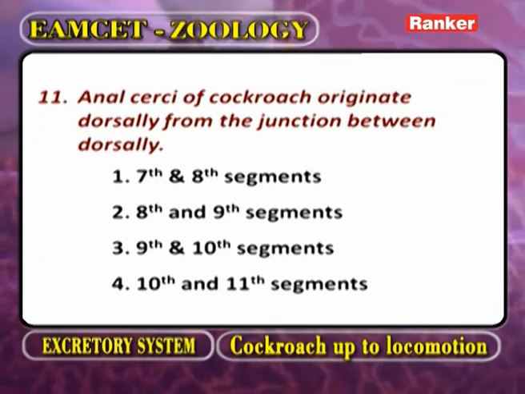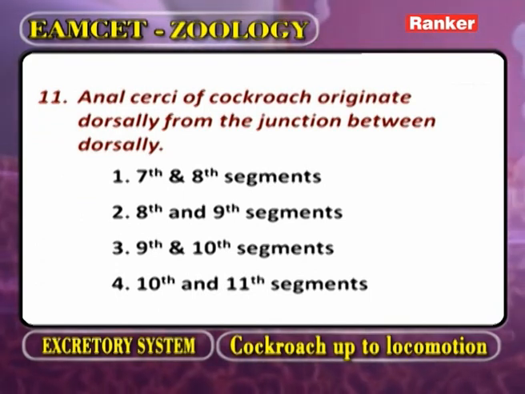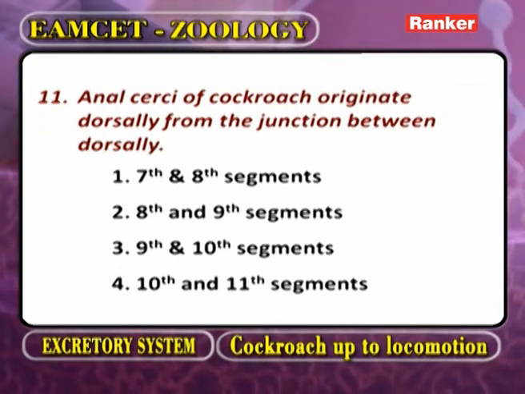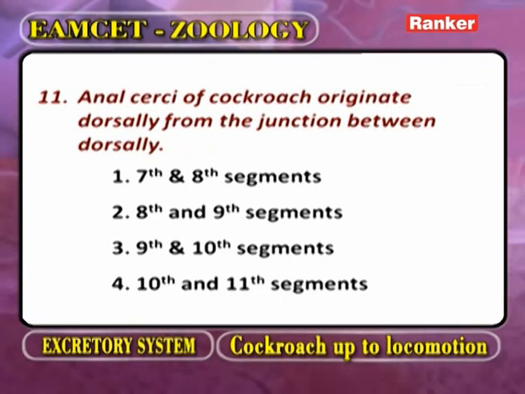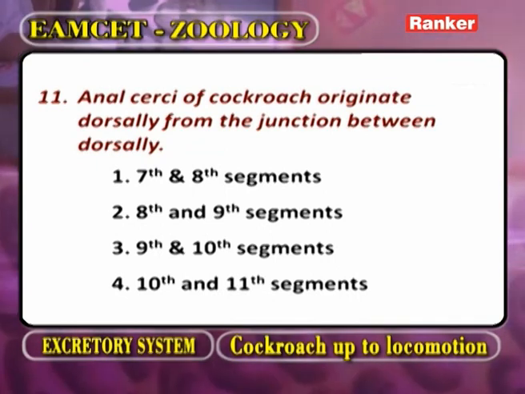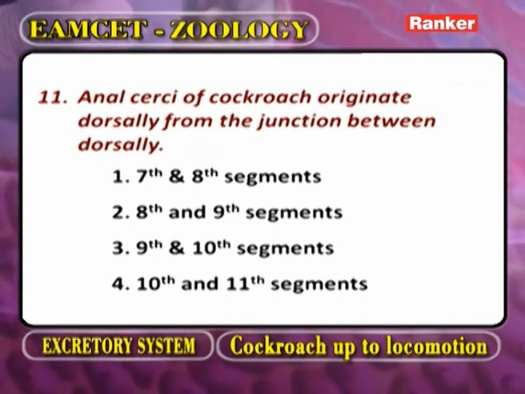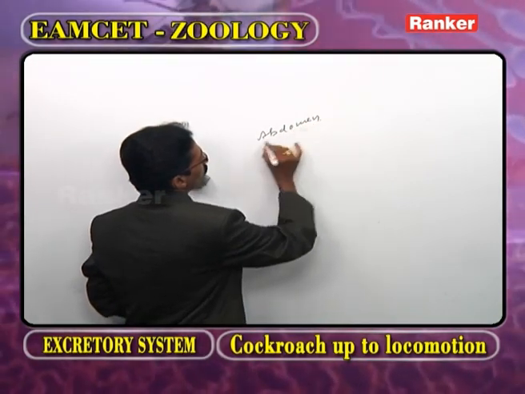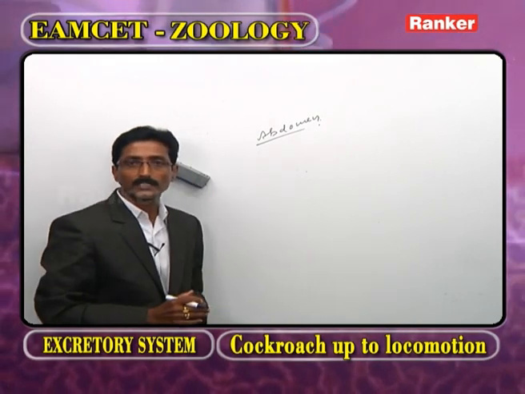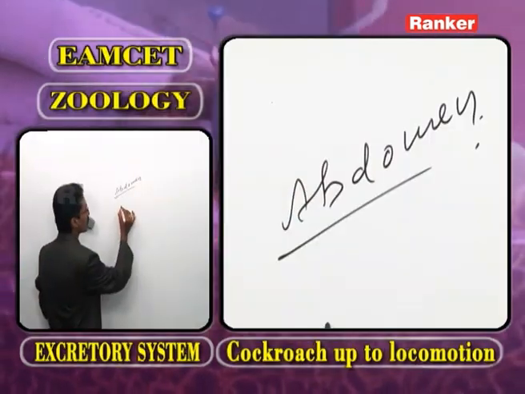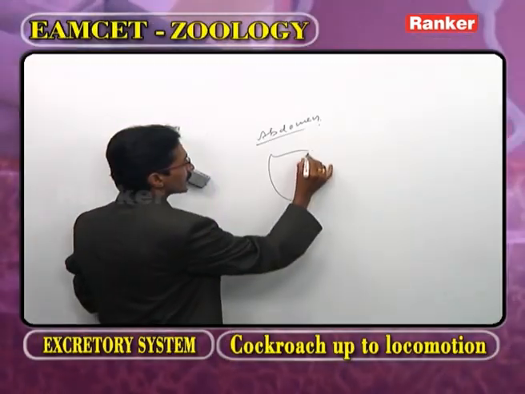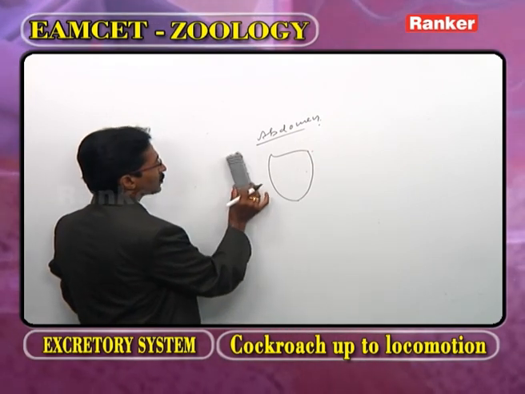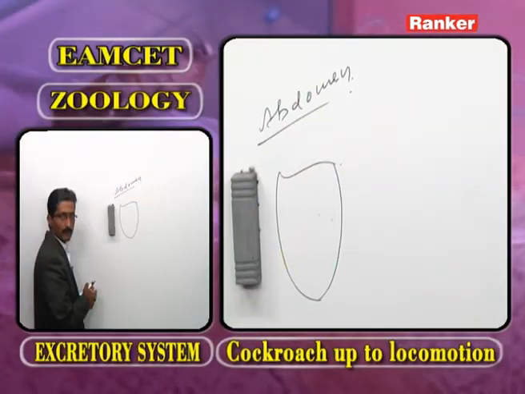Now, the next question is, anal cerci of cockroach originate dorsally from the junction between. Here the question is anal cerci. Now, as we observe the abdomen of male and female cockroach, now this is the abdomen. Now this part is abdomen.